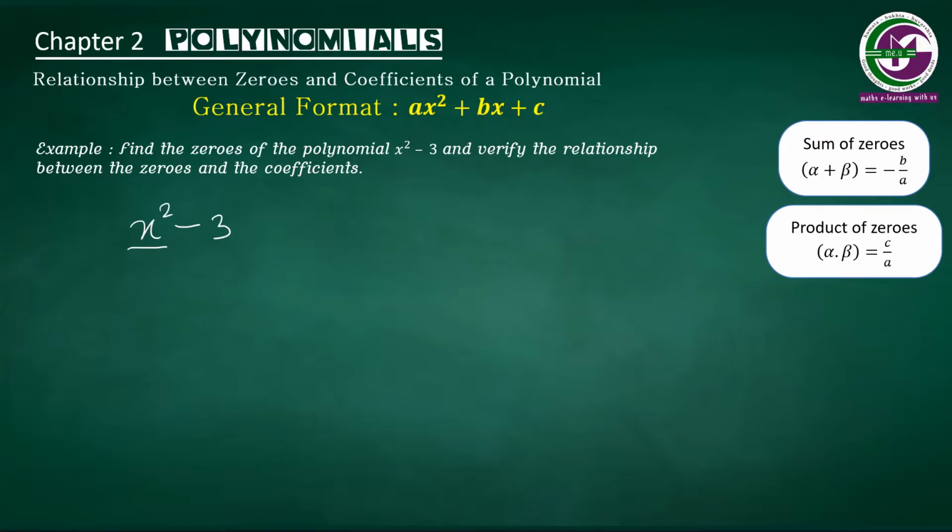To find the zero of the polynomial, we'll equate the polynomial to 0. So x square minus 3 equals 0. Subtracting 3 on both sides, we'll get x square equals 3, right? If x square equals 3, you can take the square root on both sides. So you'll get x equals square root of 3. The square root of 3 can be plus or negative. The square root of 4, what is the square root of 4?